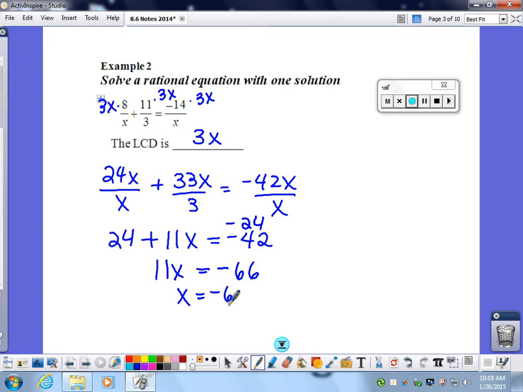All right, now we remember we can get extraneous solutions. Let's go back and look at what we were not allowed to have at the beginning in our domain. We've got an x in the denominator. That means x cannot equal 0. Well, negative 6 is not 0, so that is my solution, negative 6.